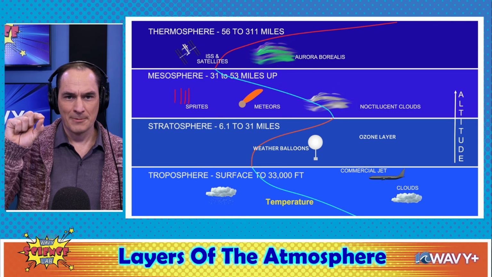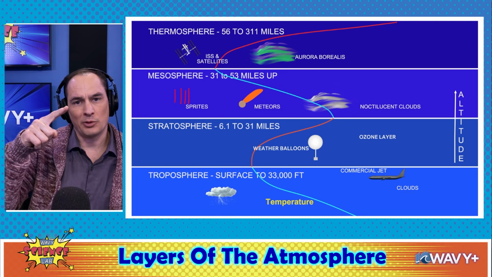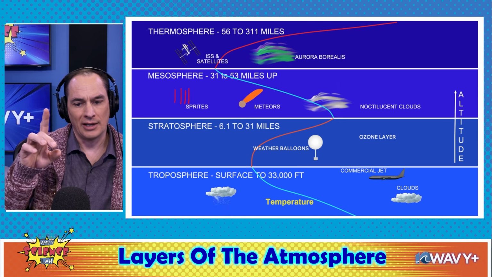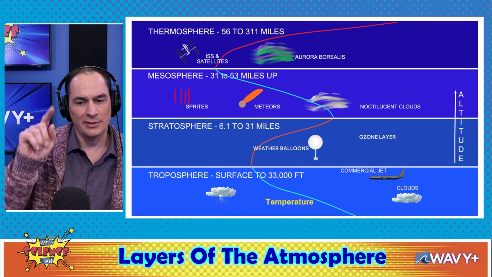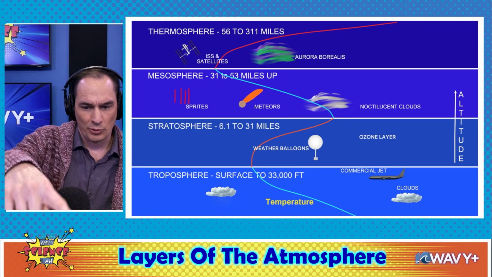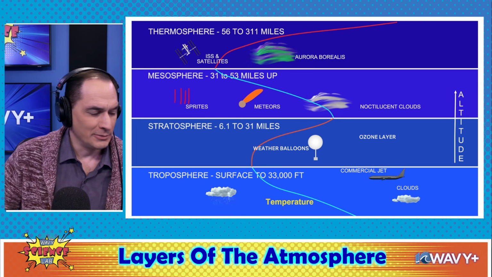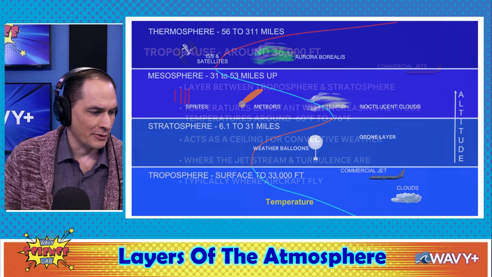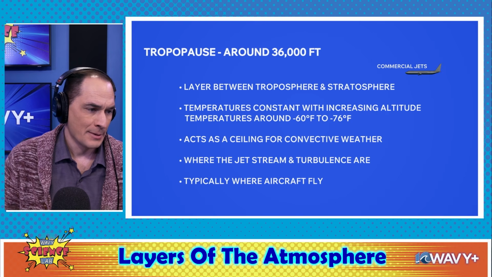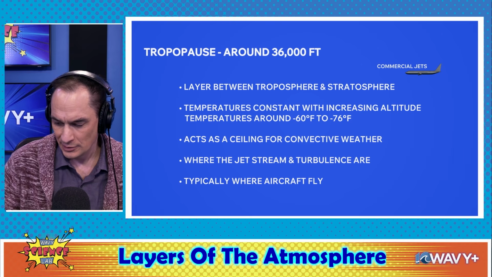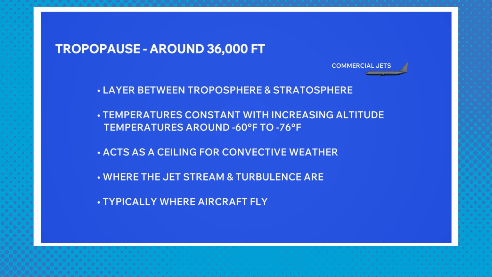There's a pause. Notice the temperature cools down up to a height, and then it stops cooling and doesn't change much going up with height. That's the blue and red line there. So there's a pause, and so it's the tropopause. This is around 36,000 feet, give or take, and it's a layer between the troposphere and the stratosphere. The temperatures are constant with increasing altitude. There's some warming there, and sometimes it increases a little bit too.